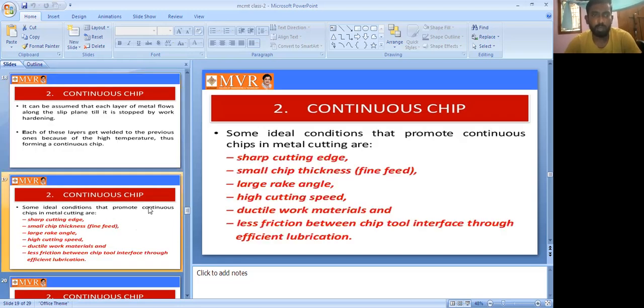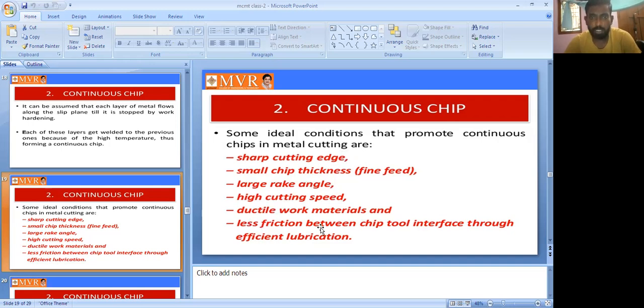Some of the conditions that promote continuous chip formation in metal cutting are: first, a sharp cutting edge; small chip thickness; large rake angle; high cutting speed; and ductile work material.